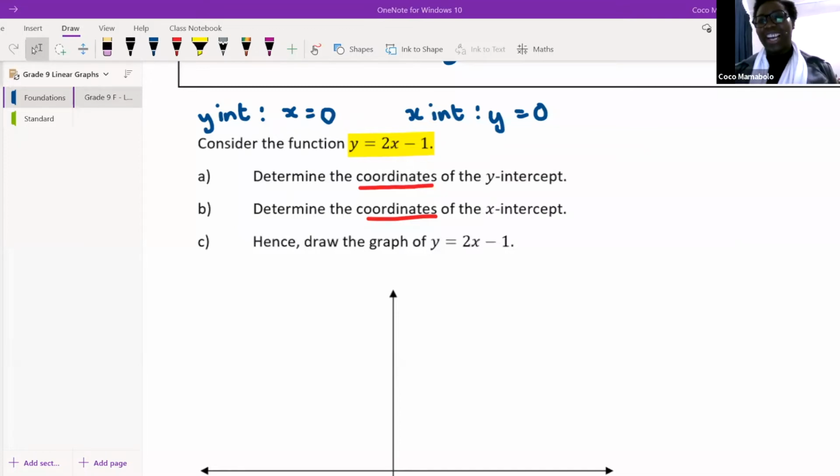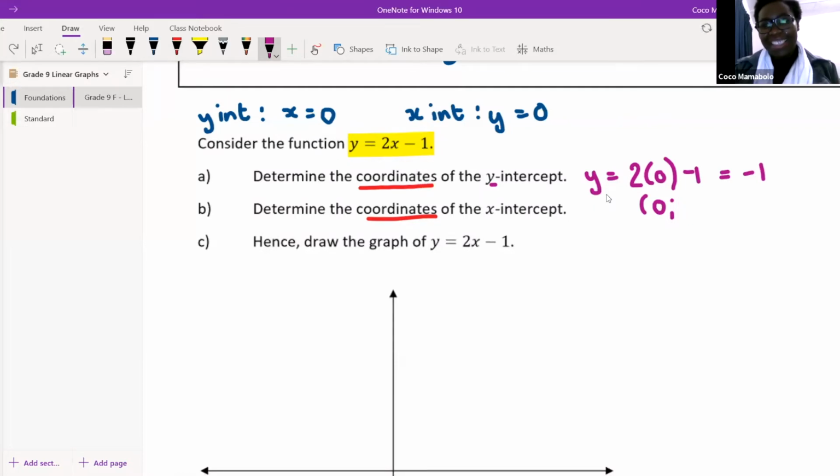I'm going to start answering number 1. In this equation, if I'm going to look for my y-intercept, then I'm going to make my x equal to 0. So y is equal to 2 multiplied by 0 minus 1, and that's going to give me a y coordinate of -1. Because I need it in coordinate form, I always write my x value first. My x value is 0 and my y value is not 1, it is -1. There we go.